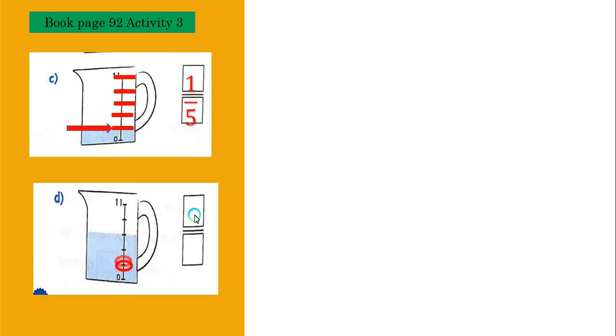1, 2, 3, 4, 5. The level of the water is here, and how many parts? 5 parts. So the answer is 3/5.